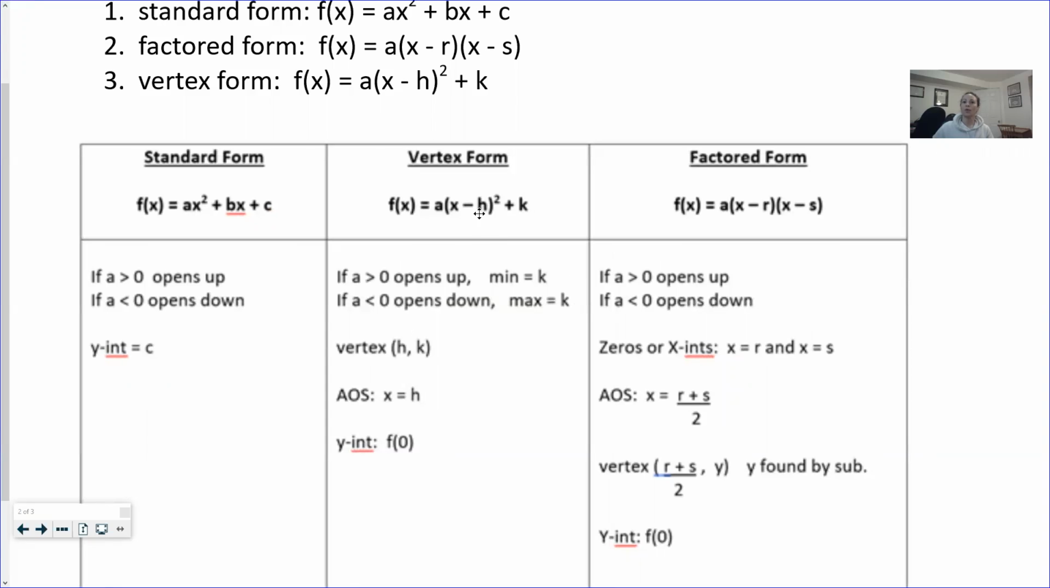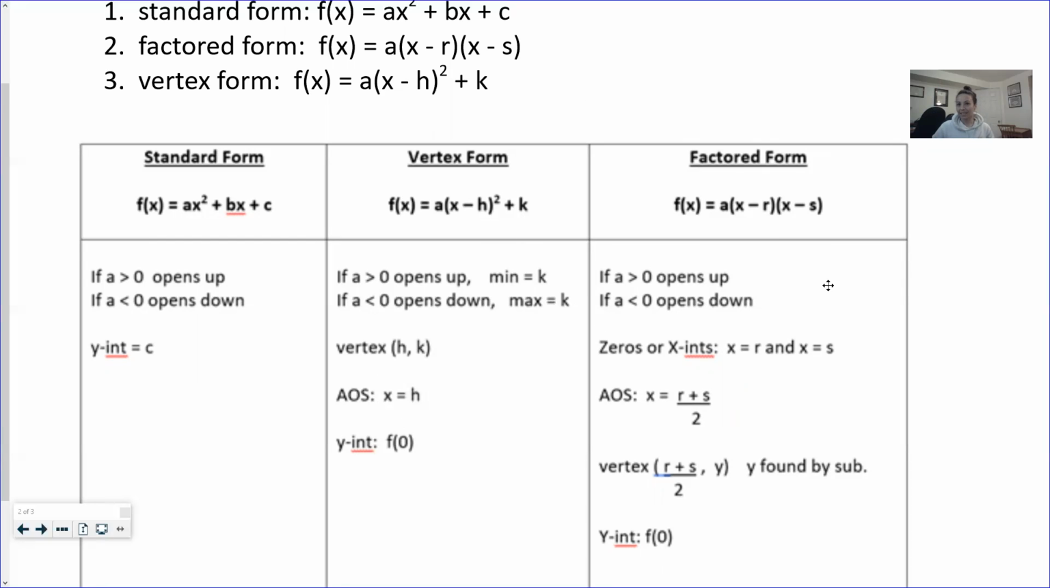The vertex form, h and k, would be your vertex. Just keep in mind that this says subtract h, so the signs would be opposite from whatever is in your vertex. Again, the a value, if it's positive, it opens up. If it's negative, it opens down. And then this would be the y coordinate of your vertex, k. So this would be your maximum or minimum. If it opens up, you'll have a low point. If it opens down, you're going to have a high point. So this would be your max. Your axis of symmetry cuts your vertex right in half, so your axis of symmetry is actually your x coordinate, h. If you wanted to find the y-intercept, you have to let x equal 0 and simplify.